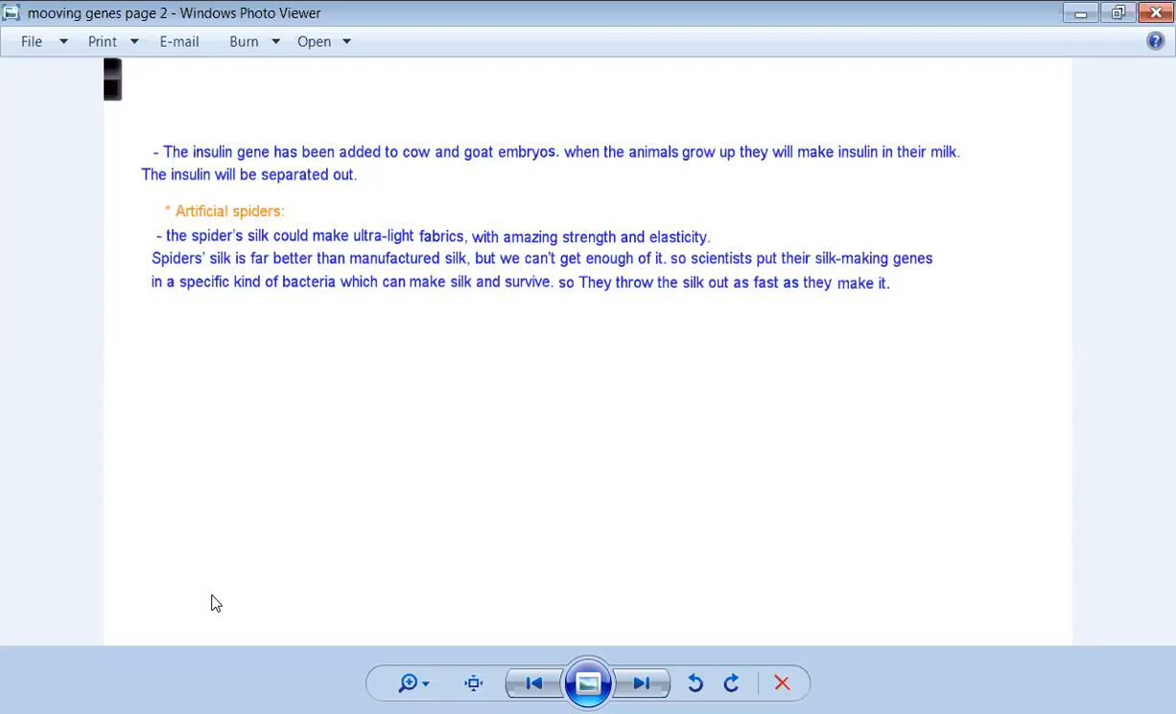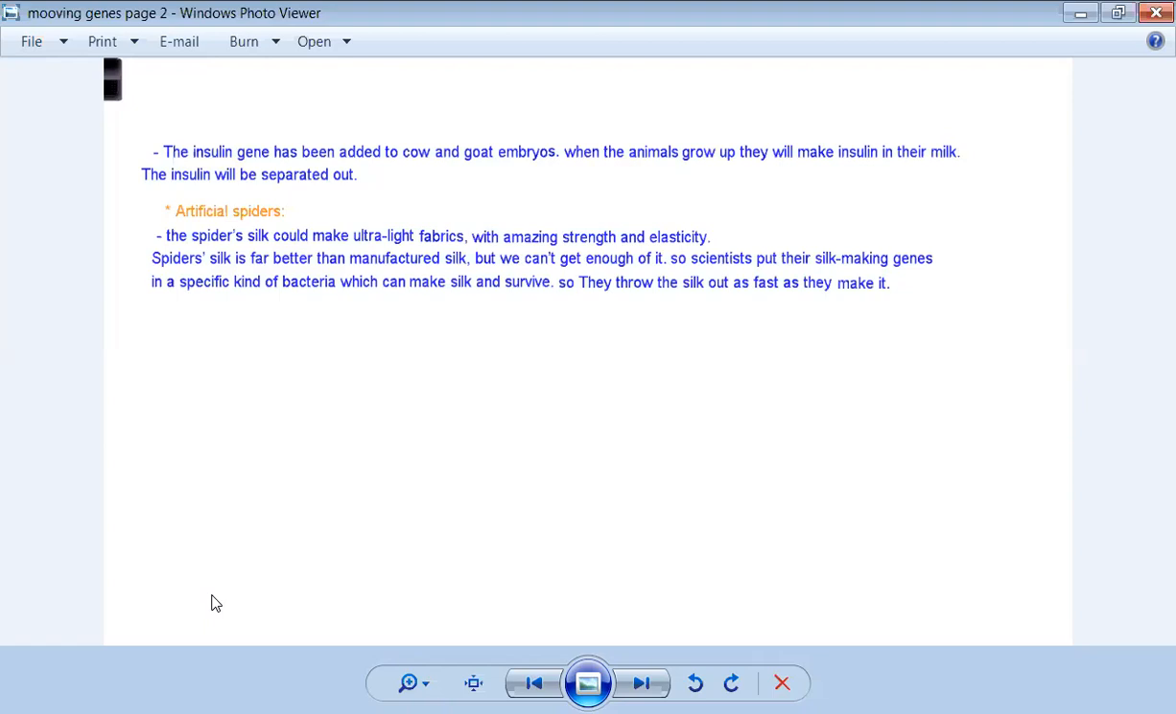It will just keep sticking in your fingers. It's not easy to break. Spider silk could make ultra light fabrics. They're so light, but they are strong and elastic. Spider silk is far better than manufactured silk.